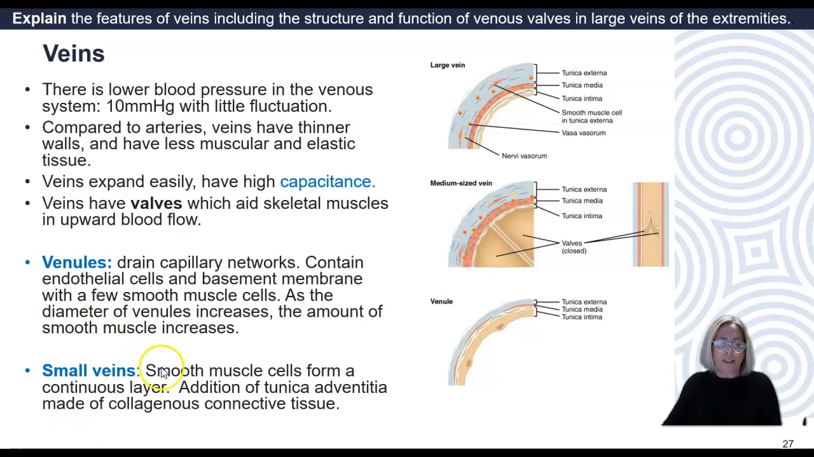And with the small veins, smooth muscle cells form that continuous circular layer. There's an addition of a tunica adventitia or externa, which is made of collagenous connective tissue.